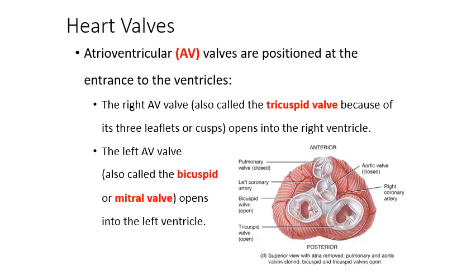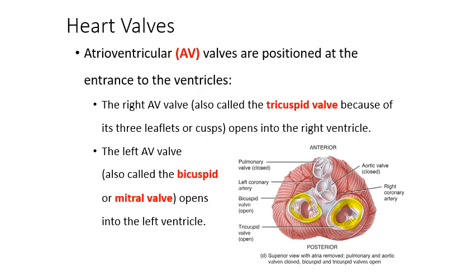All right, so here's what these valves look like from the top. So this is a view of the heart where the atria have been removed, and you're looking down towards the ventricles, and we can see all four valves from this perspective. So in this picture here, the atrioventricular valves are open. So we can see the tricuspid valve right here. So that would be the passageway from the right atrium to the right ventricle, and that one's open now.